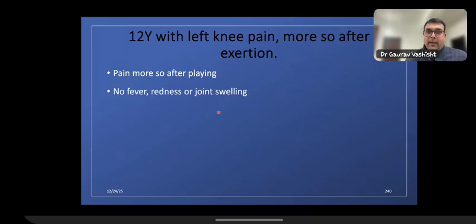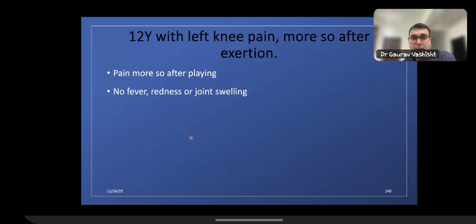Next is a 12-year-old with left knee pain. I think I just have one more case to show. This is an interesting case. I would like you to please hold and give your opinions on this. This will really change, it changed my thought process as well. So this will be of help.